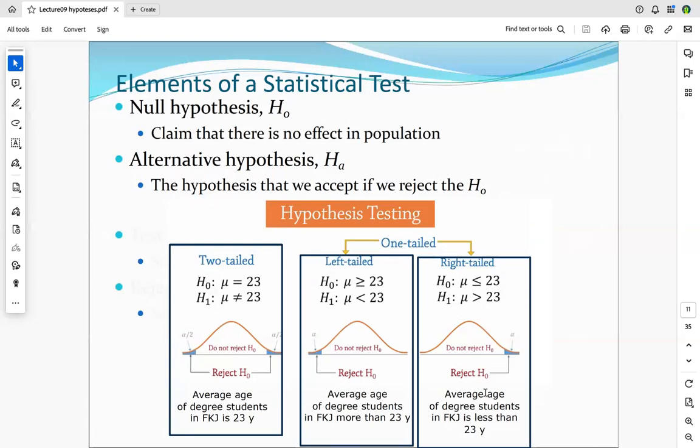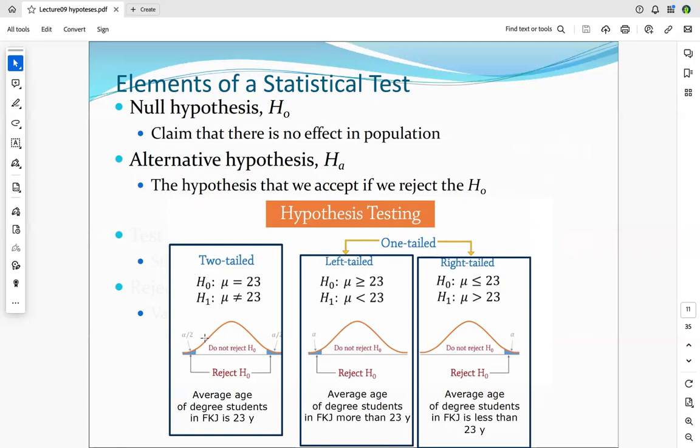So yeah, there are two ways for hypothesis testing. Okay, one is one tail. It could be left tail or right tail. Another one is two tail.